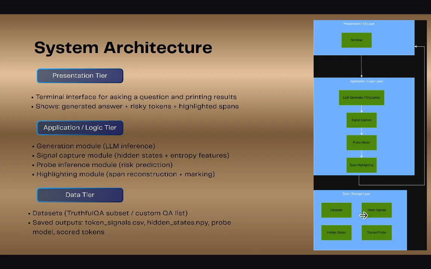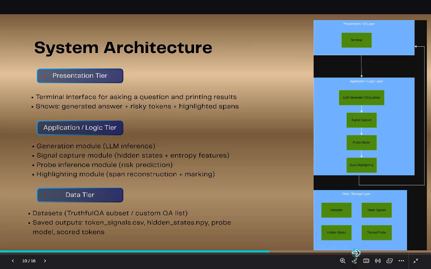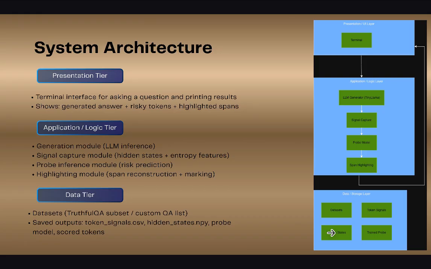So in simple words, the top layer is what I see. The middle layer is what processes the work, it means what is happening inside. And the bottom layer is what stores the data and the results. These are the things we have for the final layer. Then I will go with the next part.